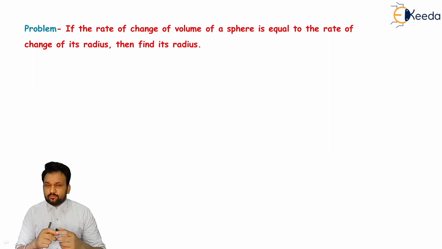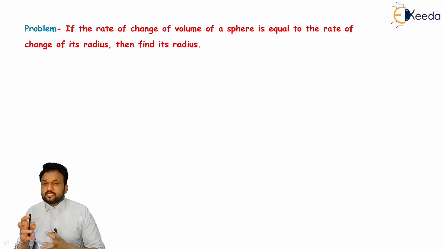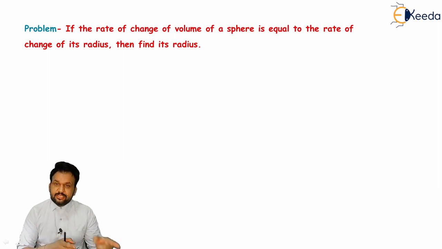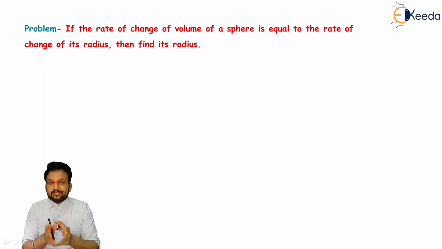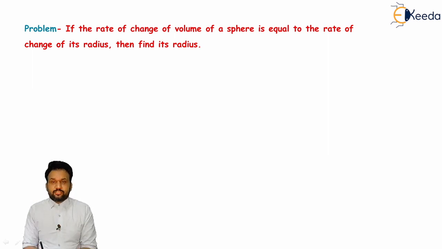What he has given to you is that there is a sphere, and if you are changing the rate of change in the volume, that is the same as the rate of change in the radius. It means the radius and the volume are changing at the same ratio. So it means you have to find out what the radius will be.